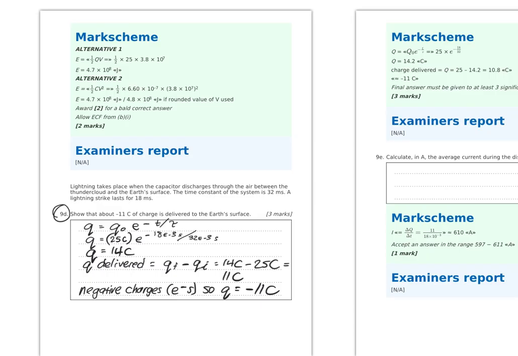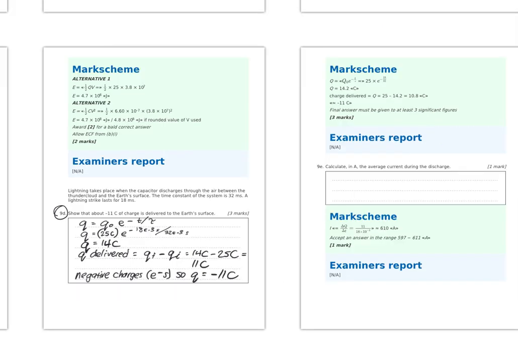Alright, so for 9D, we do Q is Q naught e to the negative t over tau. Put in the 18 milliseconds, tau is 32 milliseconds. Put in Q naught is 25 coulombs, and then the charge after the fact is 14 coulombs. Be careful when I say 14, why isn't it 11? Because 14 is the charge after. If charge initial is 25, charge after is 14. Because what's delivered, the transfer that causes Q final, is 25 minus 14, or 14 minus 25, whatever. The amount of charge is 11 coulombs. That's where the 11 coulombs comes in.